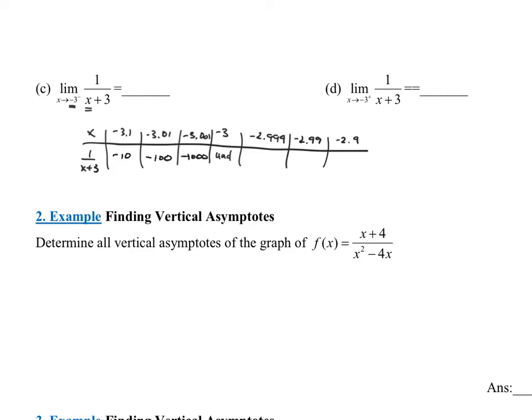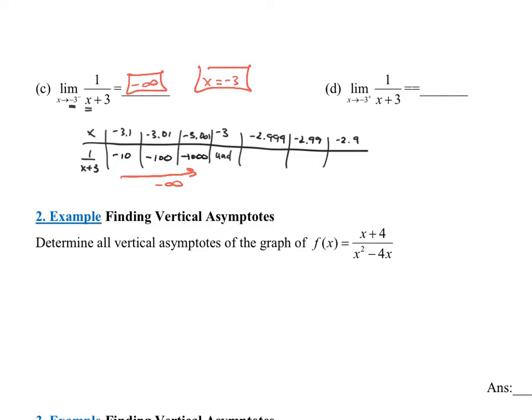So as I'm approaching -3 from the left-hand side, getting closer and closer, my y value is getting larger and larger, more negative. It's growing without bound in the negative direction. In other words, my limit's approaching negative infinity. That right there alone means that x equals -3 is a vertical asymptote for the function 1 over x plus 3. But let's go ahead and finish part B, which is approaching it from the right.